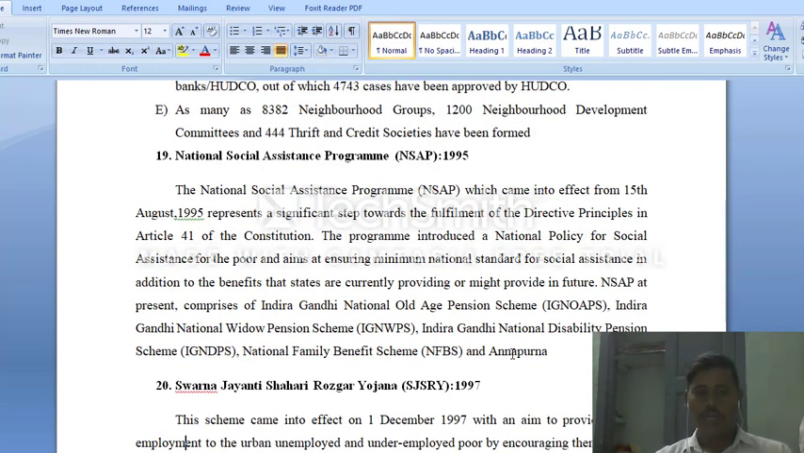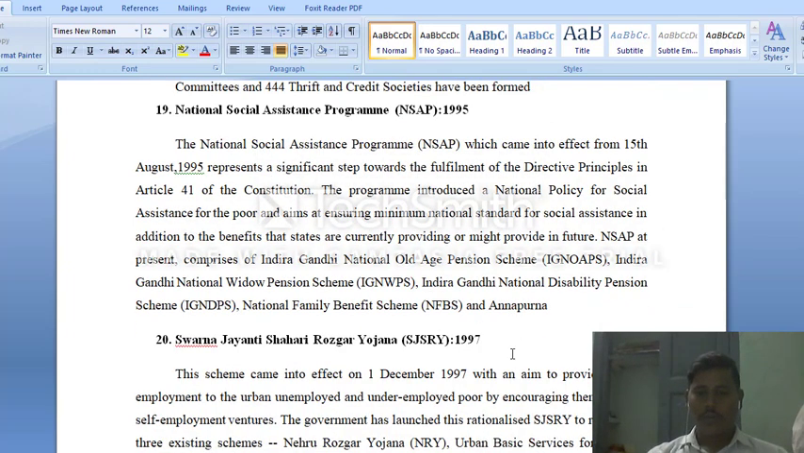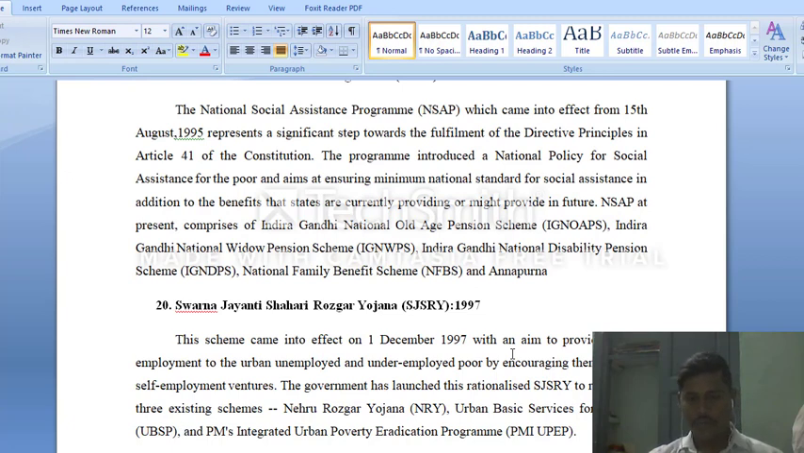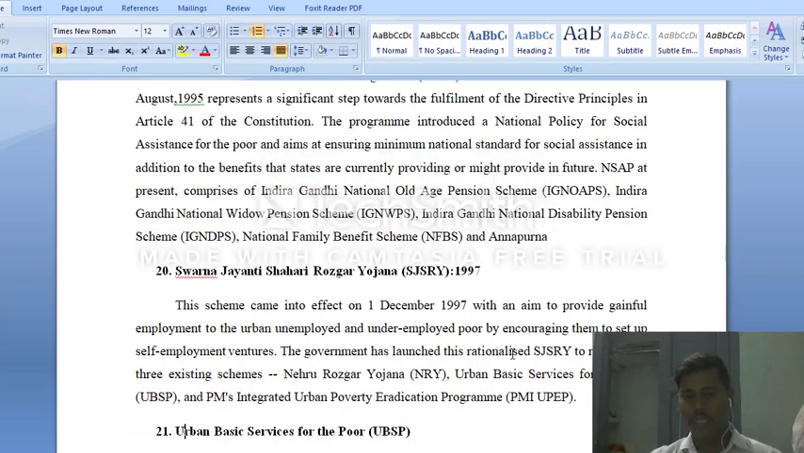In 1997, Swarna Jayanti Shahari Rozgar Yojana was launched by the central government. This program aims to provide gainful employment to the urban unemployed and underemployed poor by encouraging them to set up self-employment ventures. The government has launched this rationalized Swarna Jayanti Shahari Rozgar Yojana to replace the three existing schemes of Nehru Rozgar Yojana, Urban Basic Service for the Poor and Prime Minister's Integrated Urban Poverty Eradication Program.